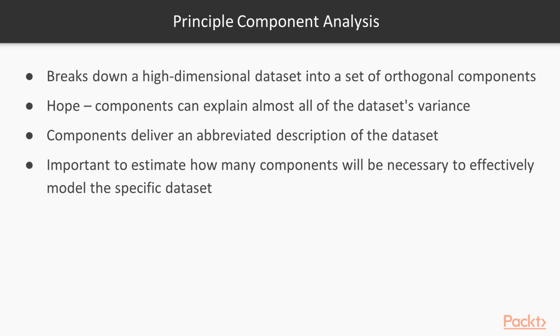Variance basically measures how much variety or variability a specific feature has in its values. If a feature has very little variety, or most of the values are the same or constant, then we don't really get much information from that feature. So it's not really representing anything useful in the dataset. The components that we divide data into deliver an abbreviated description of the dataset. It is important to estimate how many components will be necessary to effectively model the specific dataset by reduced components.